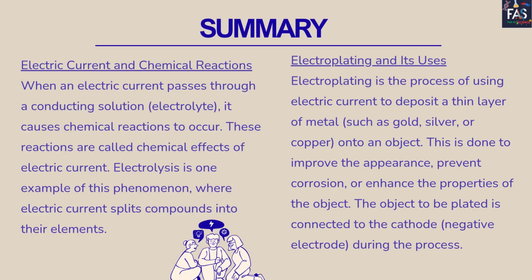2. Electroplating and its uses. Electroplating is the process of using electric current to deposit a thin layer of metal, such as gold, silver, or copper, onto an object. This is done to improve the appearance, prevent corrosion, or enhance the properties of the object. The object to be plated is connected to the cathode, the negative electrode, during the process.